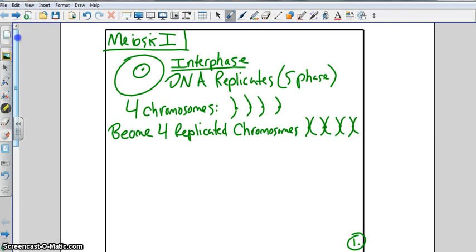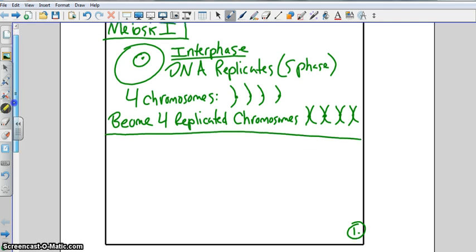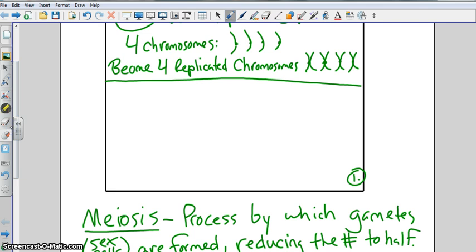Now, each one of these chromosomes represents 2 sister what? And are they identical to each other or different? They're identical. They're exactly the same because they're copies. Now I'm just going to draw a line and I'm going to use the bottom half of this to do.